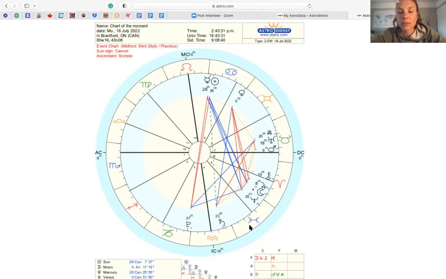Pisces is also mutable. What's the other mutable sign? Gemini. So they square each other as well. Then you've got the cardinal signs. We've got Cancer and Libra. They're in a square. Libra and Capricorn in a square. Capricorn and Aries in a square. I hope that makes sense in terms of the squares and kind of how to look for them.